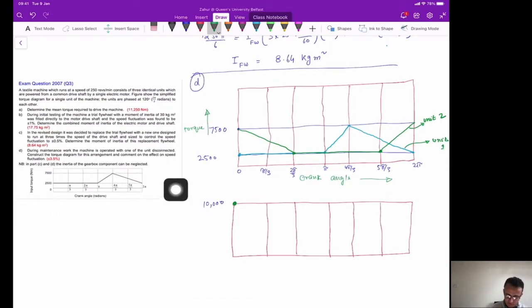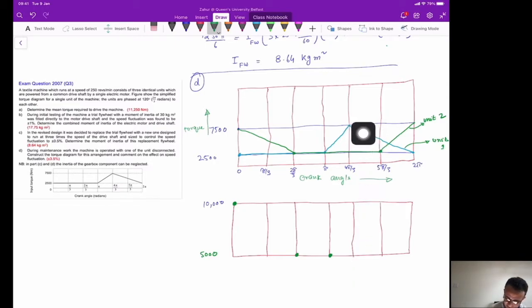And now here you get 2500 and 2500, because there are two units here. So the next point that you will get is this point here. So you get this 10,000, and this is 5,000 here. And then obviously there is no change from 2 pi by 3 to pi, so this will remain the same. So it will be again 5,000 at angle pi.